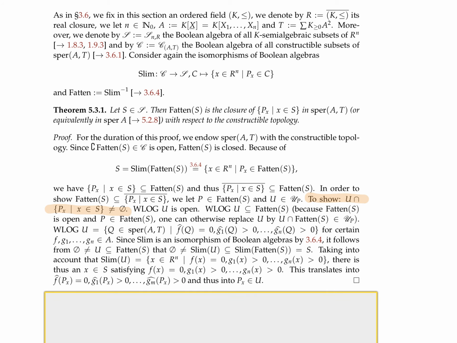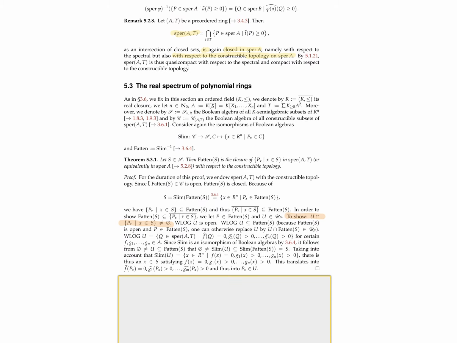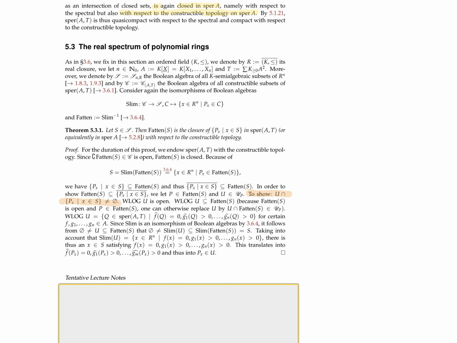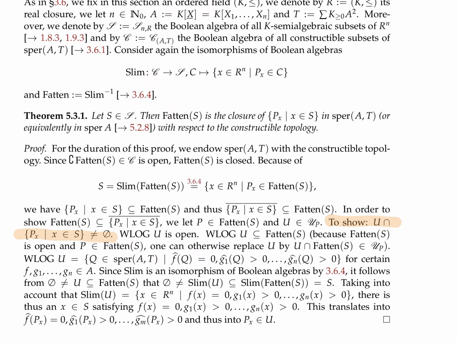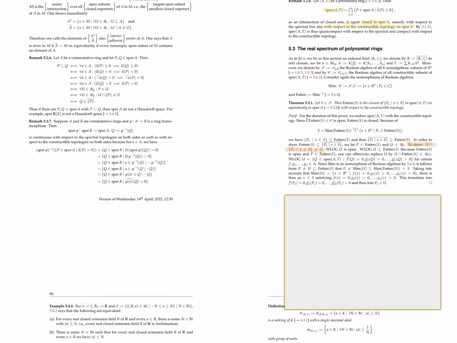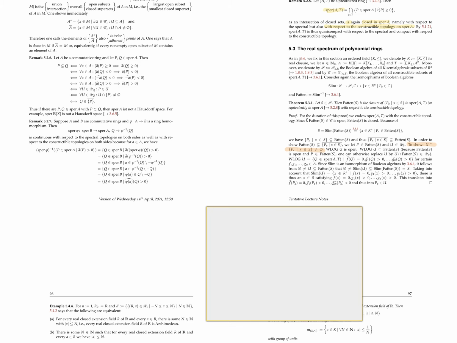So it was a quite technical proof, not really hard. You could have done it yourself, I think, after some time of figuring out. And so we have this topological description of the fattening of S using the constructible topology, which is still a bit of a strange topology. Okay, so now we draw a corollary.